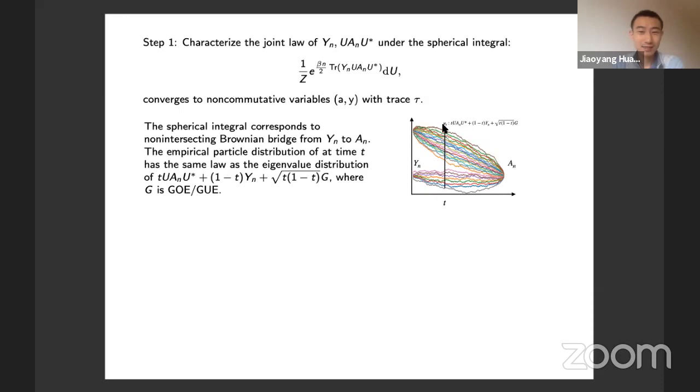Since we know from the large deviation estimates the profile μ_t, it converges to some limiting profile. So we know that under this spherical integral, under this tilted measure, the law of this object converges to some limiting profile. It does give us some information about the matrices U A_n U* and Y_n. For example, we will know the sum of powers k and the normalized trace, we have this kind of observable. However, those observables are not enough to completely characterize the joint law of Y_n and U A_n U*.